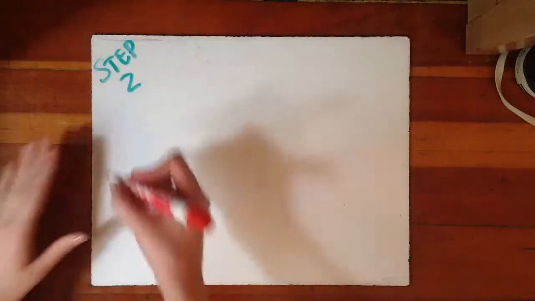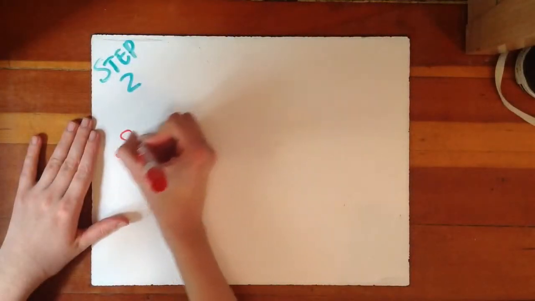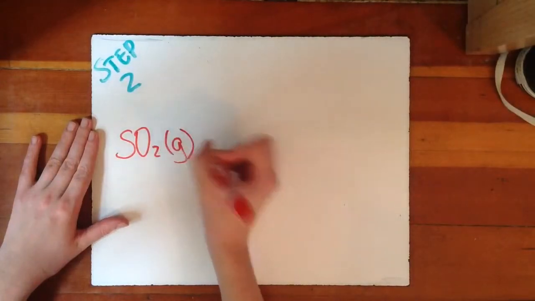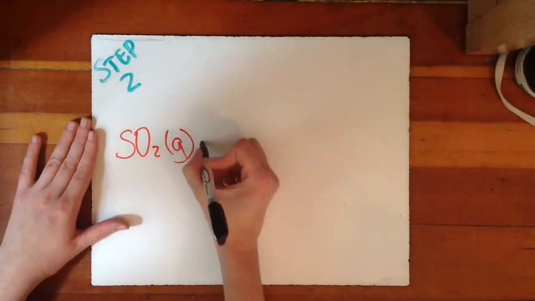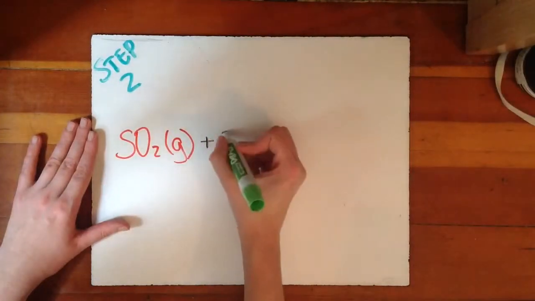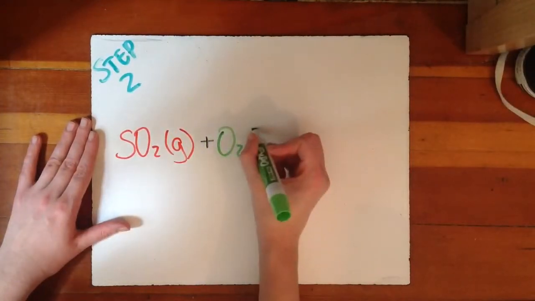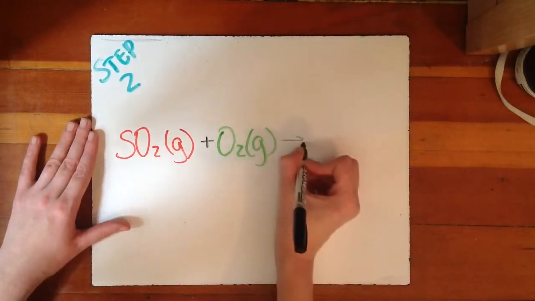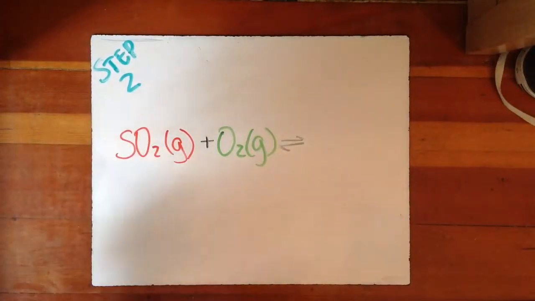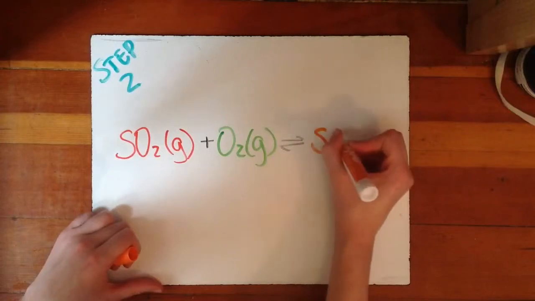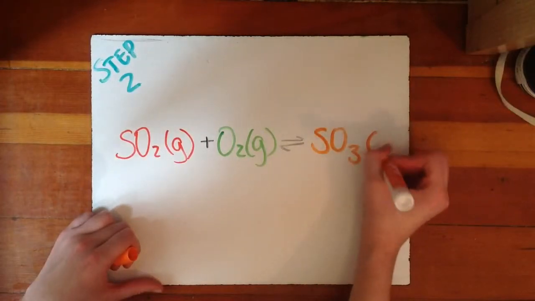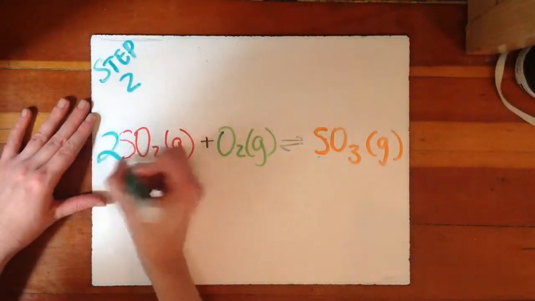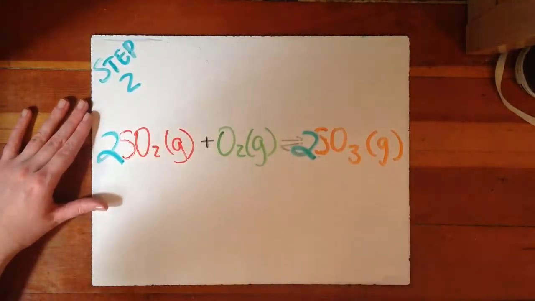The equation for this next step has two reactants, sulfur dioxide, written as SO2, and oxygen, written as O2, obviously our oxidizing agent in this redox reaction. The oxidation of these two gases results in a new gaseous product, sulfur trioxide, written as SO3. Be sure to balance the reaction by adding a coefficient of 2 in front of sulfur dioxide and sulfur trioxide.